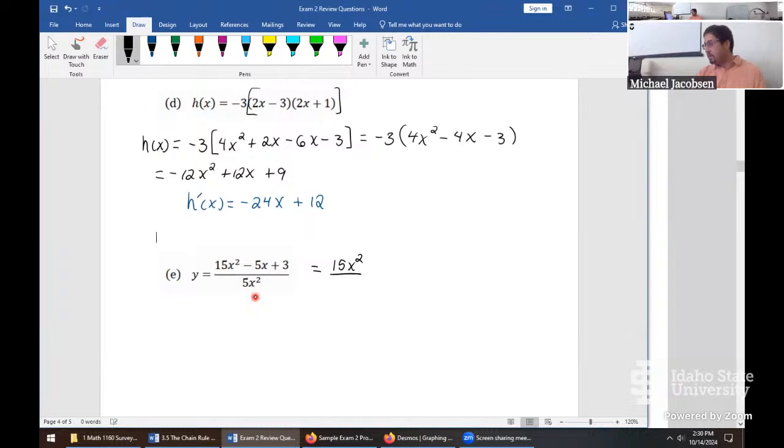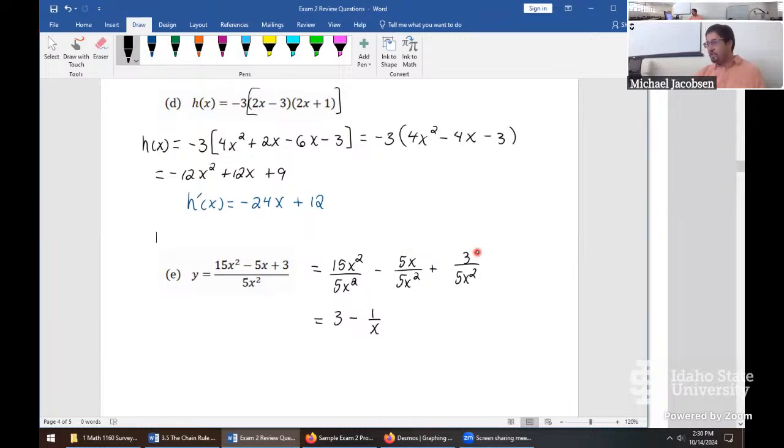15x squared divided by 5x squared minus 5x divided by 5x squared plus 3 divided by 5x squared. So all I'm doing here is dividing everything in the numerator by the denominator. On the first term, we're going to get that that's equal to 3. Here, the 5's cancel, so it's x divided by x squared, so minus 1 over x after simplifying.